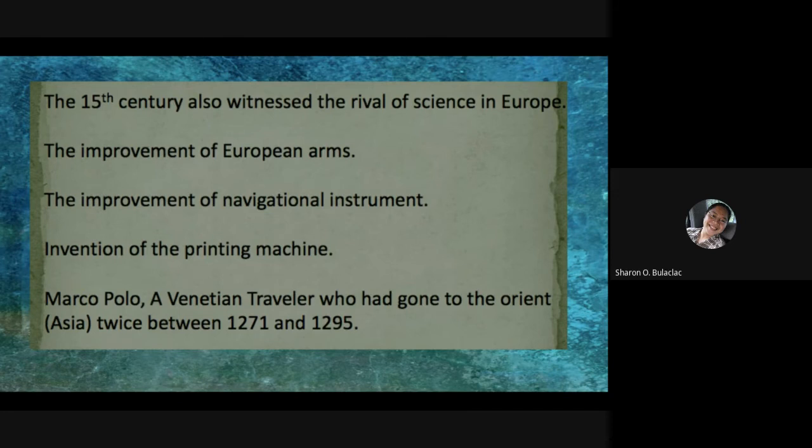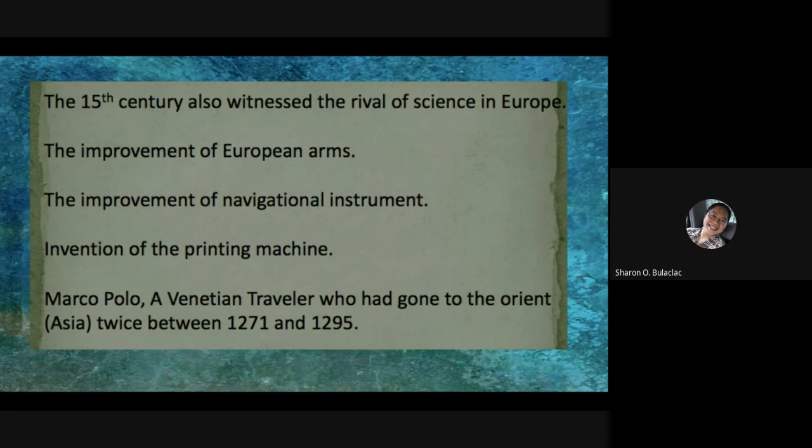Mas nainganyo silang maglakbay kasi sure silang they have a proper instrument to guide their journey. Then the invention of the printing machine. Since may mga travel accounts na hindi na ilimbag before, but when the machine was invented, nagkaroon ng printing itong mga narratives na ito, itong mga chronicles, mga accounts na ito.